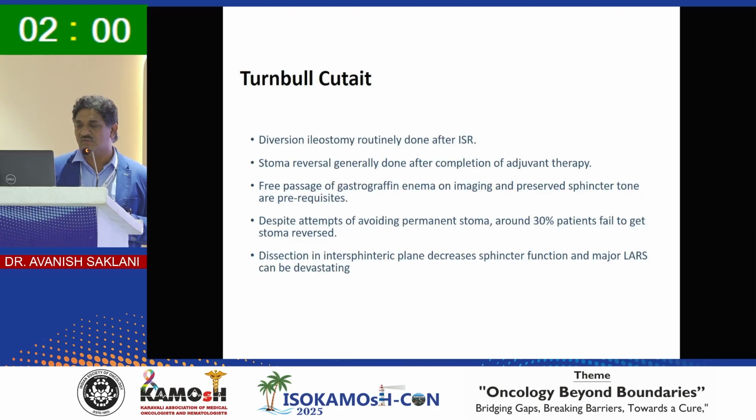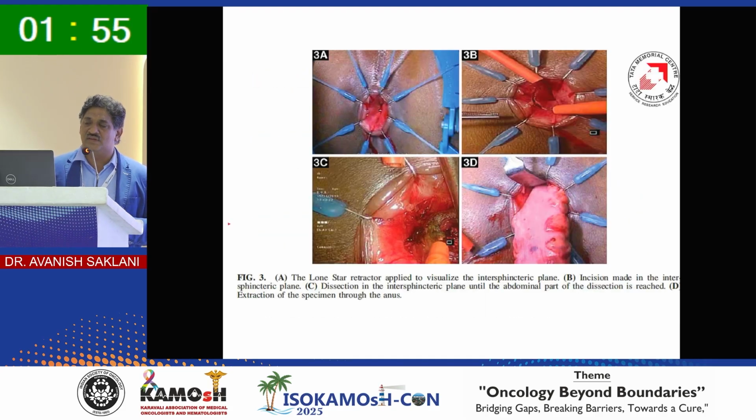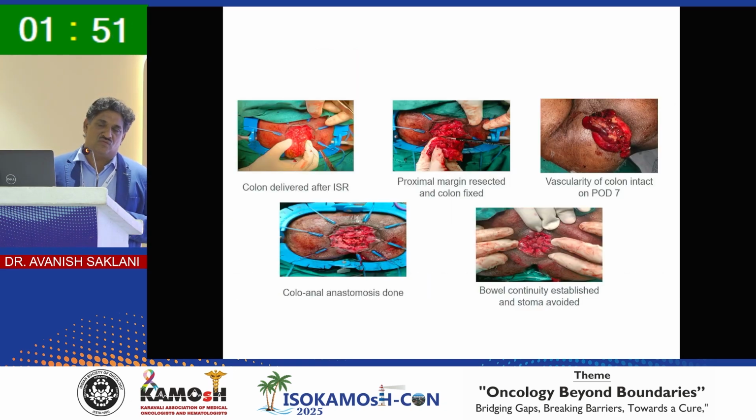We'll skip that as well. This one is a Turnbull-Cutait procedure where you do the same procedure like an intersphincteric resection, but you can leave the colon out for 8 days. You don't need a stoma. You can put a stoma bag in the perineum, and then on day 8 you can suture it without a stoma. And there are good trials done on it.